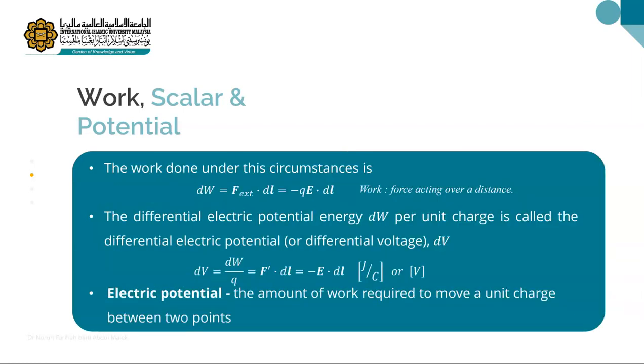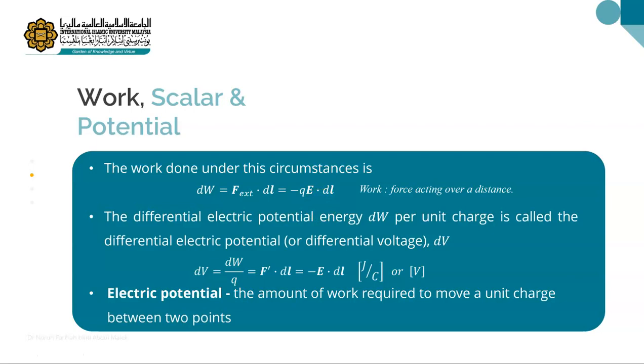So the work done under these circumstances is dW. So dW here is equal to F external, which is in the positive Y direction, dot dL. So this would be equal to minus QE dot dL.